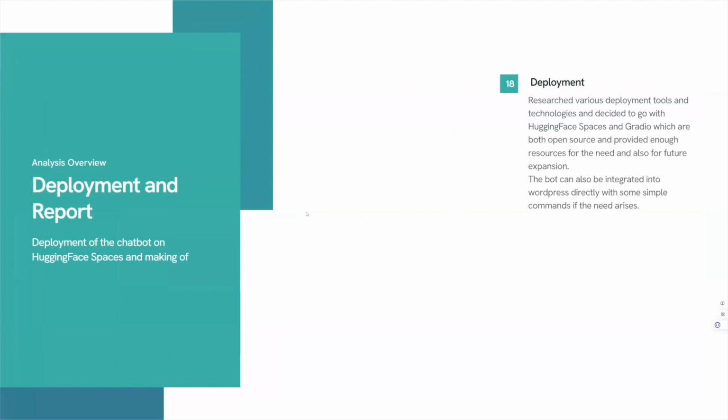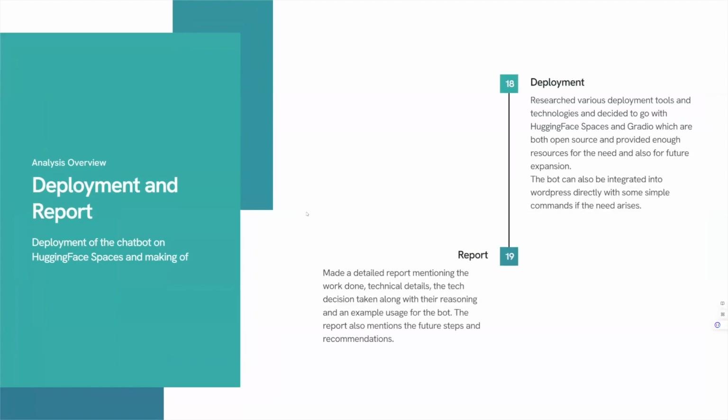Then finally, for the deployment part, I explored various tools and platforms, and ultimately I selected Hugging Face and Gradio, which are both open source and provide resources for the current need, as well as some room for future expansion. One of the major advantages is that the bot can be integrated into WordPress directly with some simple commands if the need arises.